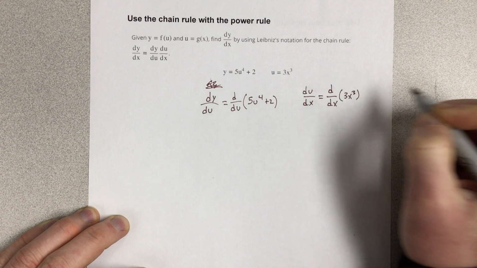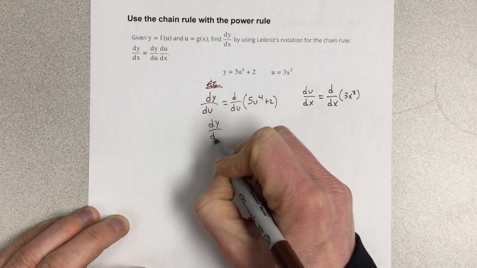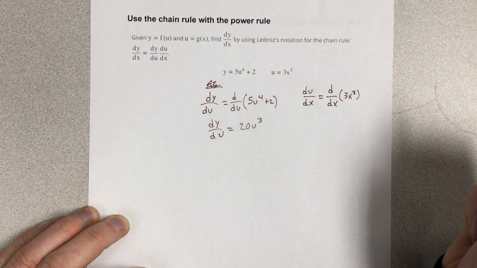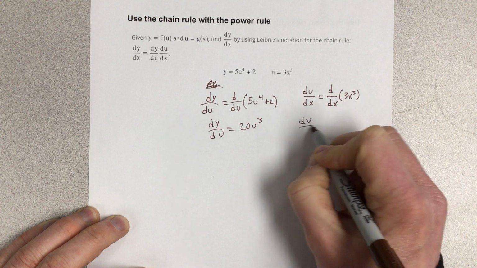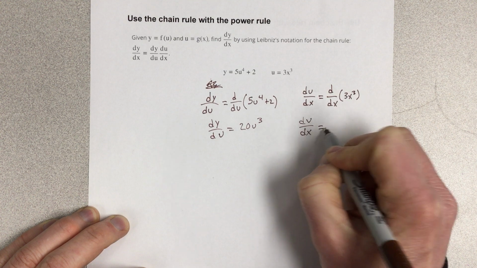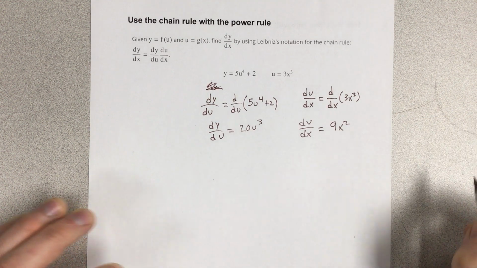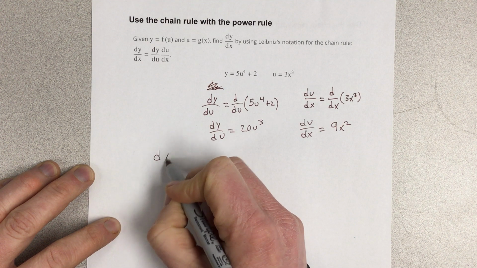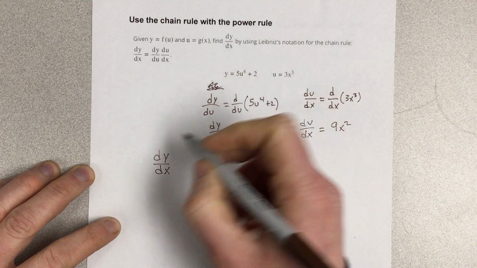cubed. So if I do the derivative on the right, I get dy du is equal to 20u to the third. And then if I do this derivative, I get du dx is equal to 9x squared.